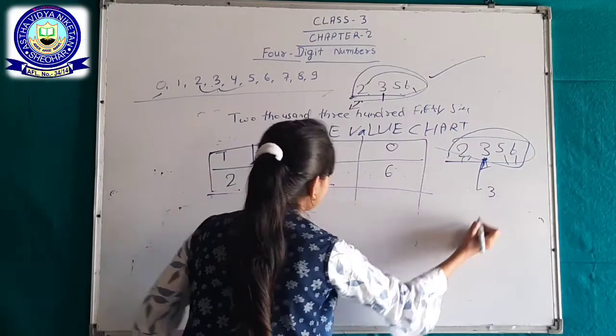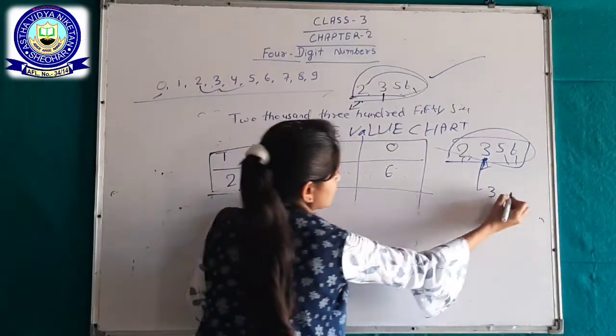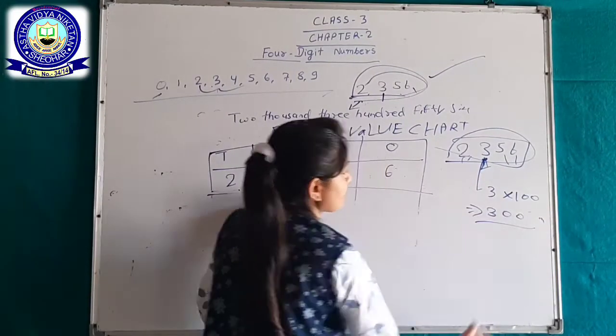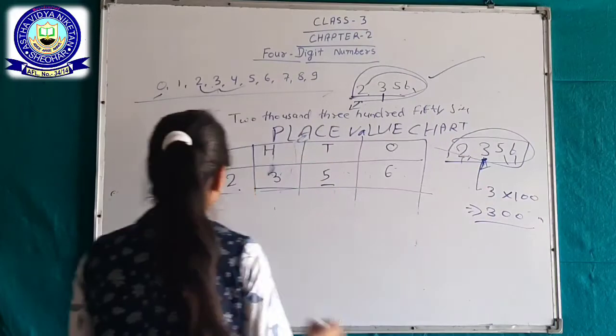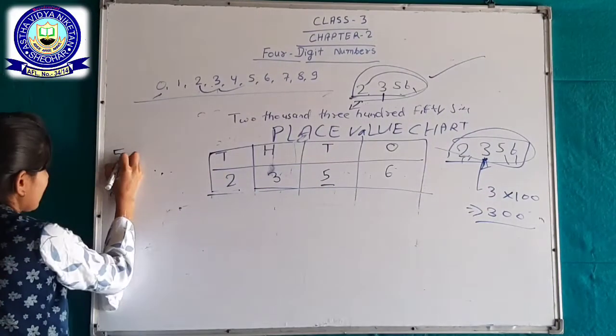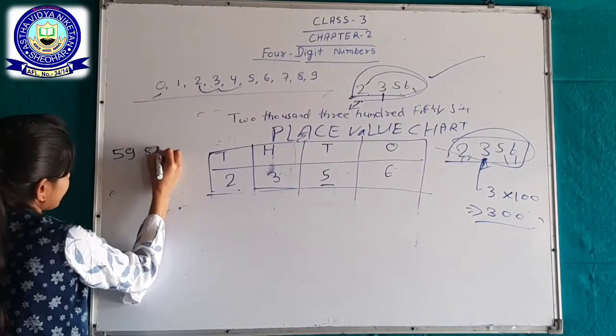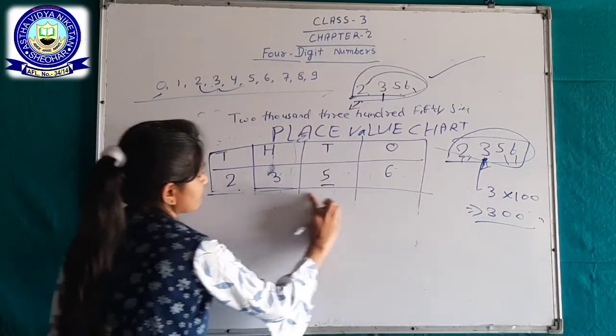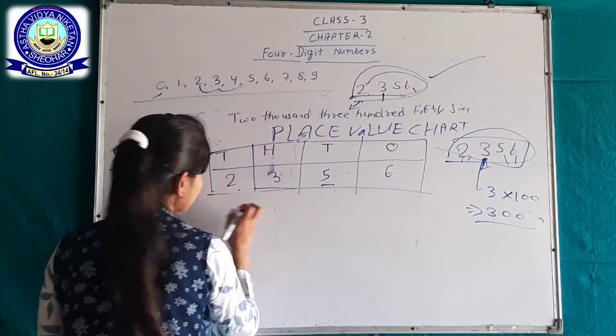Here is 3 and here is its position. 3 into 100 is 300. 300 is the place value of 3 in this number. Next number, 5987. That's their position in this chart.